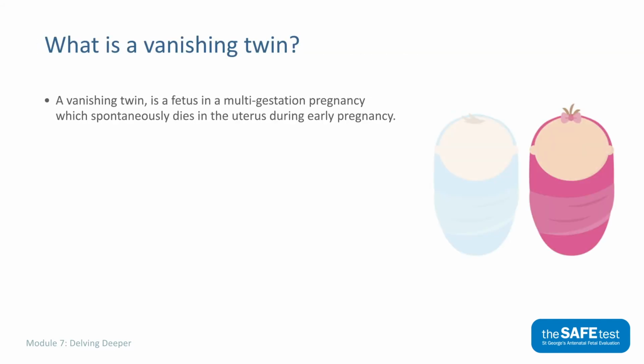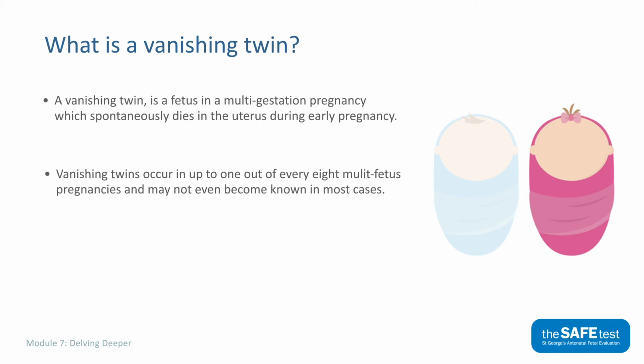A vanishing twin is a fetus in a multi-gestation pregnancy which spontaneously dies in the uterus during early pregnancy. Vanishing twins occur in up to 1 out of every 8 multi-fetus pregnancies and may not even become known in most cases.